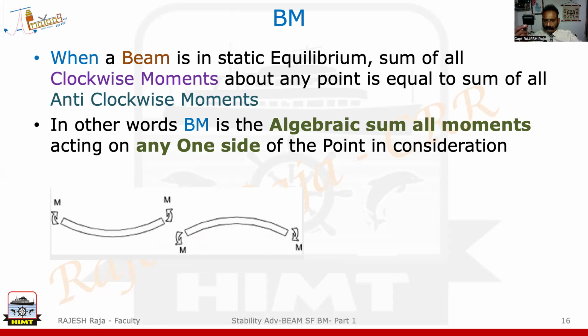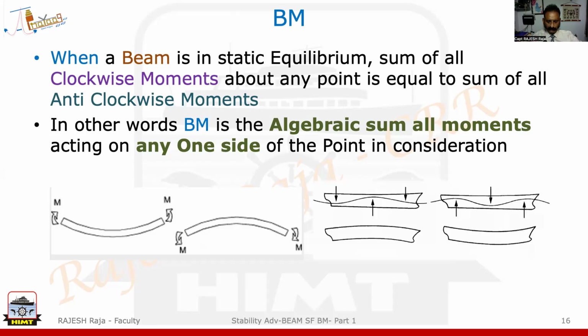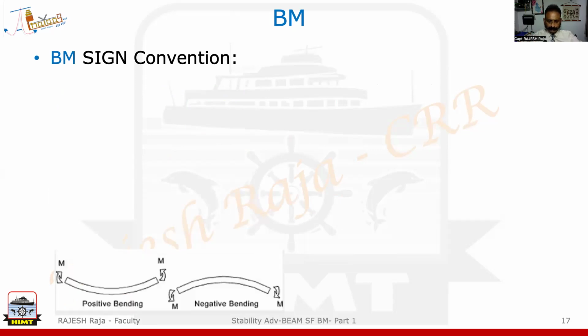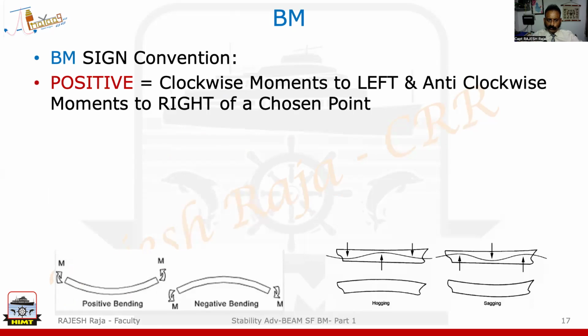When I said whenever you have a static equilibrium, the sum of all clockwise moments about any point is equal to sum of all anti-clockwise moments, which means that I'm trying to talk about a kind of sign convention for your BM also. So let us look at the sign conventions of BM. You please see here, positive sign for BM means clockwise moments to the left and anti-clockwise moments to the right of a chosen point. So I've shown you clockwise on the left, anti-clockwise on the right.